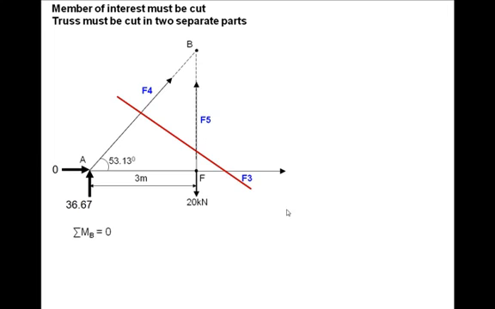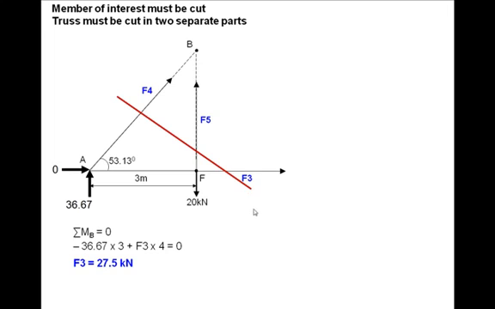Alright. Now if I wanted F3, then I would take sigma MB equal to 0, that is moment about B equal to 0. What will I get? See, F4, F5, in which I am not interested, they are passing through B. So I'll get my F3 in a single equation, 36.67 into 3 clockwise plus F3 into 4 anti-clockwise. This height is 4, and I get my F3. Perfect.